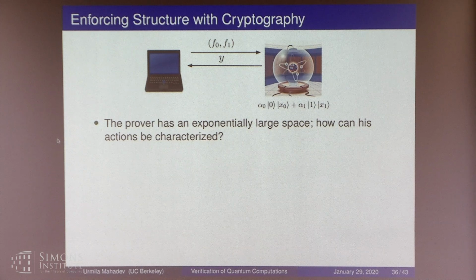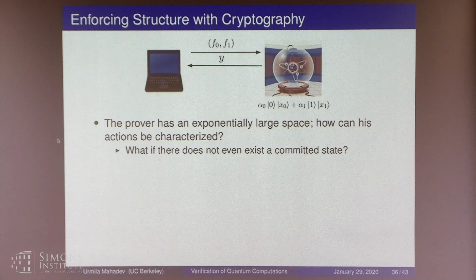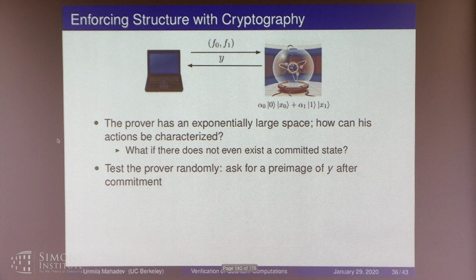So that's the first hurdle, and the way to get over this is by adding an extra component to the protocol, which is called a test round. And in the test round, the verifier randomly asks the prover for a preimage of Y after the prover commits. So after the prover reports Y, the verifier will sometimes just ask the prover to report a preimage of Y. Now, if the prover was honest, so if he actually committed to this quantum state, this is very easy. He can just measure his state in the standard basis, and he'll obtain a preimage.